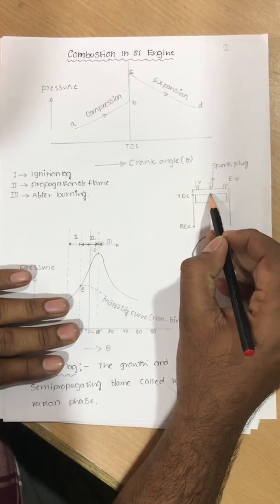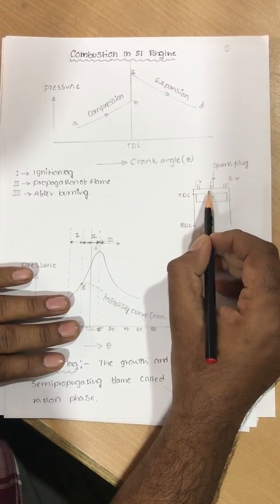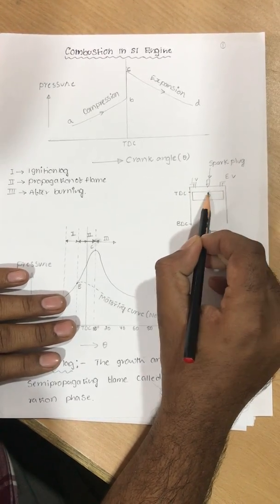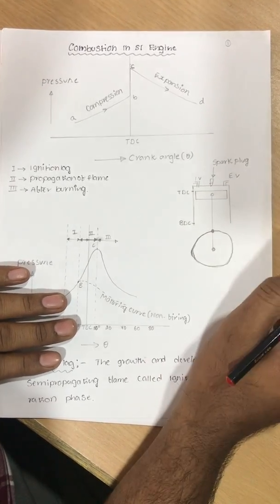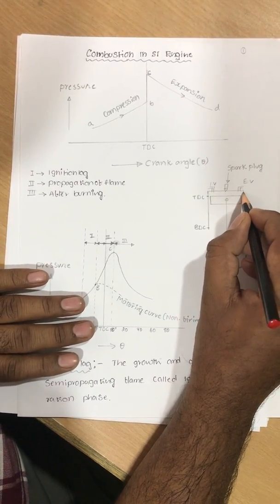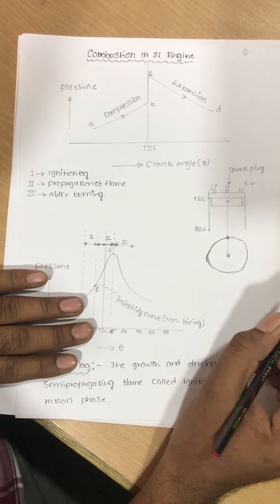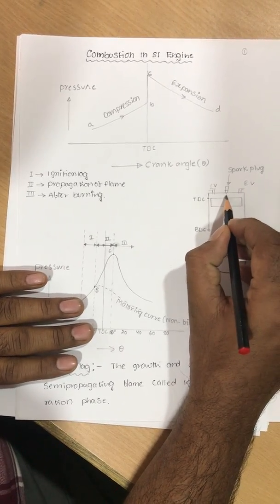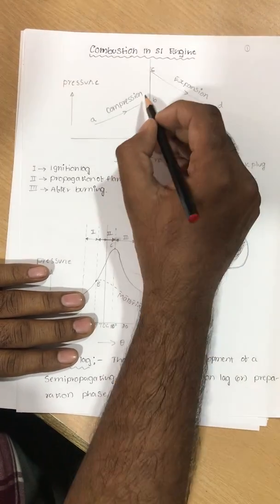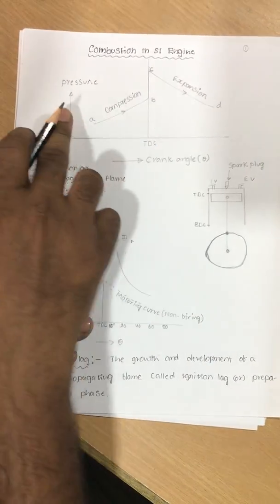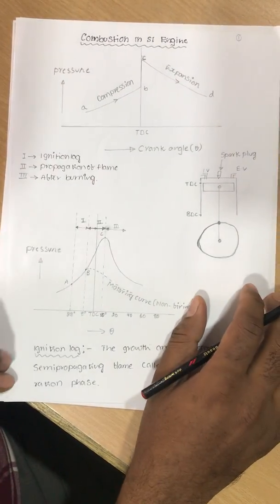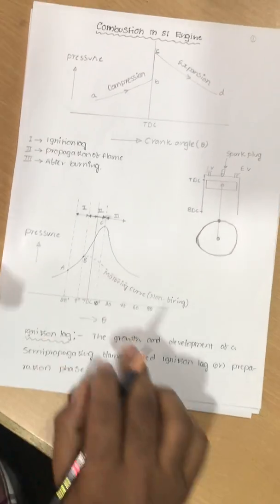When the piston is at top dead center, the spark initiates, and after that it takes some time to reach the end portion. By that time the piston starts to move downward, that is called the expansion stroke. In the expansion stroke, the flame moves and reaches the end of the cylinder. So there is some time taken for the flame to reach from the spark plug to the end portion. So the actual P theta curve, that is pressure versus crank angle, is not like that, but it is like this.